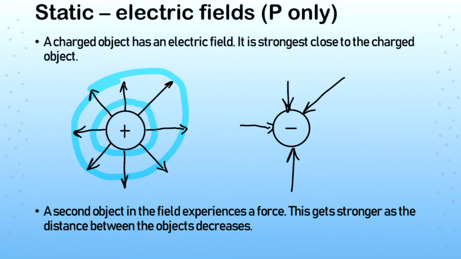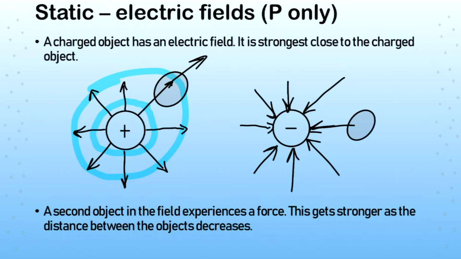So you draw your lines at all different angles to show that they are affecting it on all sides. The arrows represent what would happen to an object that was positively charged placed in that region. So if you placed a positively charged object here, it would be forced away in the direction of that arrow. If you placed a positively charged object here, it would be forced towards the negative object. So the second object in the field experiences a force. As the distance between the objects gets smaller, so they get closer together, the force exerted upon them would be greater.